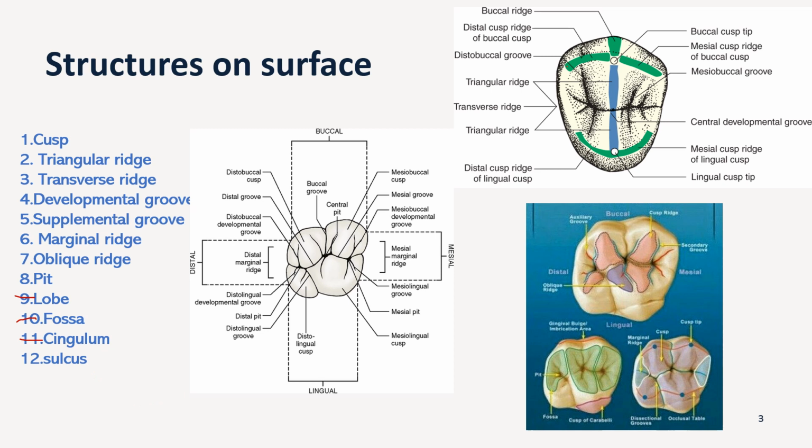And then moving to what is a sulcus. A sulcus is a long depression or a valley on the surface of the tooth between the ridges and cusps. So this is the cusp, this is the ridge, and this portion is known as the sulcus.